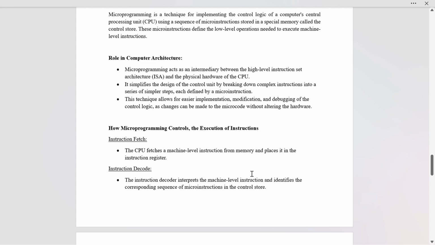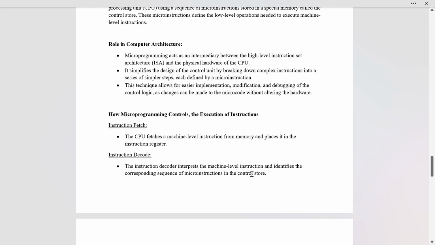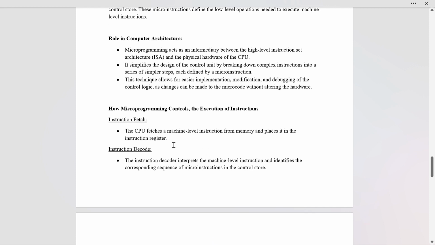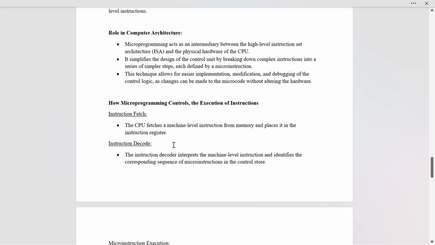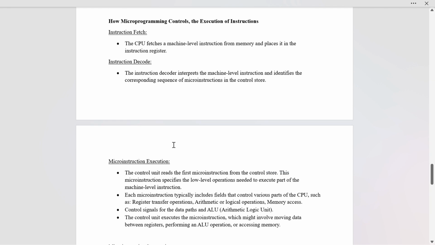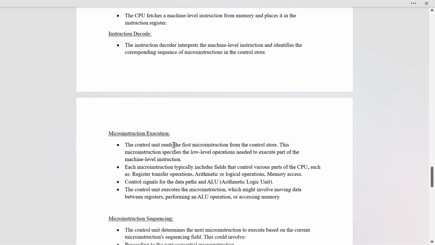How microprogramming controls the execution of instructions. Instruction fetch: the CPU fetches a machine-level instruction from memory and places it in the instruction register. Instruction decode: the control unit decodes the machine-level instruction and identifies the corresponding sequence of microinstructions in the control store.